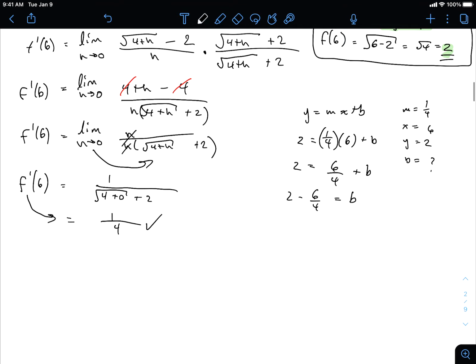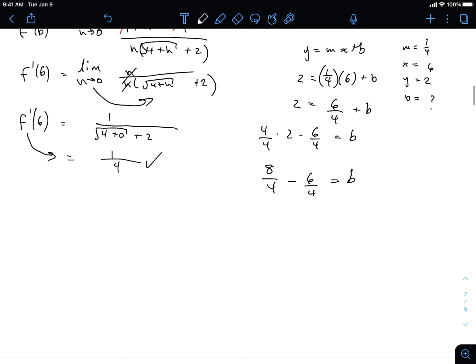Solve for what b is. Well, let's create a common denominator between these two things. We can multiply this by 4 over 4. Sorry, let me just backtrack here. 8 over 4 minus 6 over 4 is b. And so we're going to get 2 over 4. And so b is equal to 1/2.